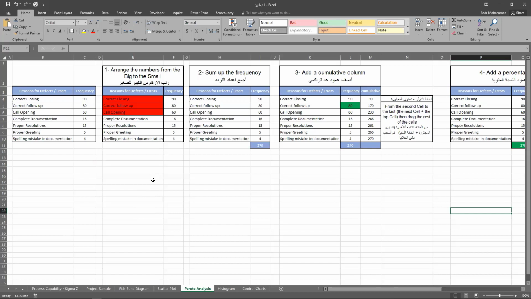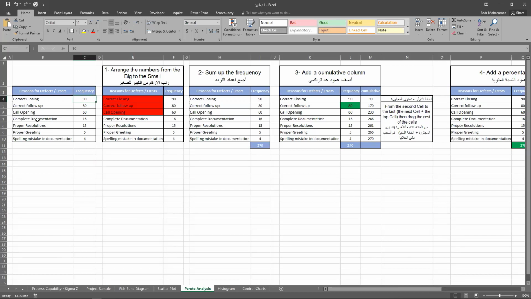So just let us go for that one. We have this reason or effect or defect. We have these 7 reasons, and we have frequency, which means the repeating of the problem. It is happening 90 times.